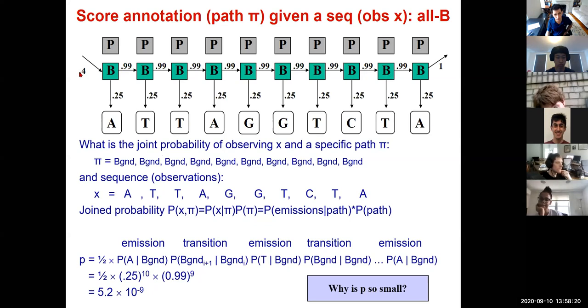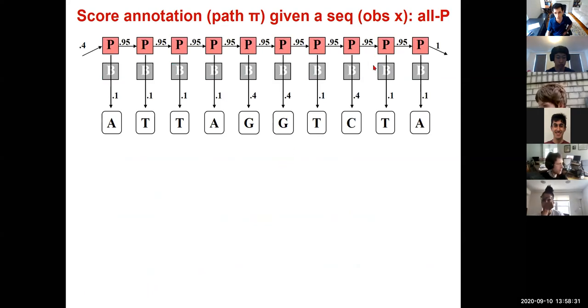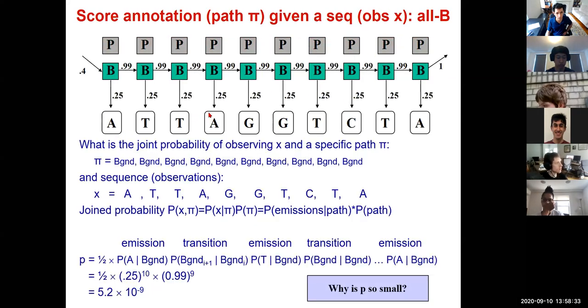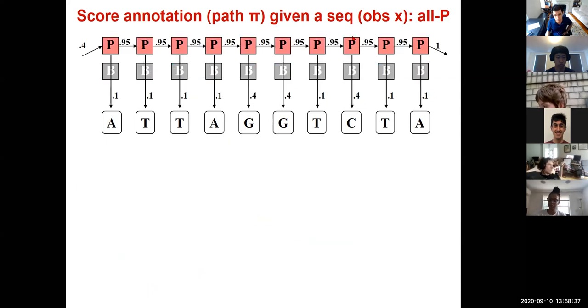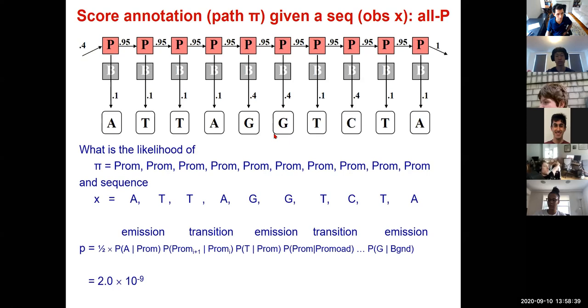So what we should really be looking for is how much more likely is it that I'm in a background state versus a promoter state. So what we're going to be doing is a likelihood ratio between two different hypotheses, two different parses of the observation. With the same observation, I can parse the sequence as all B, or I can parse the sequence as all P. And the probability of that is again multiplying through.